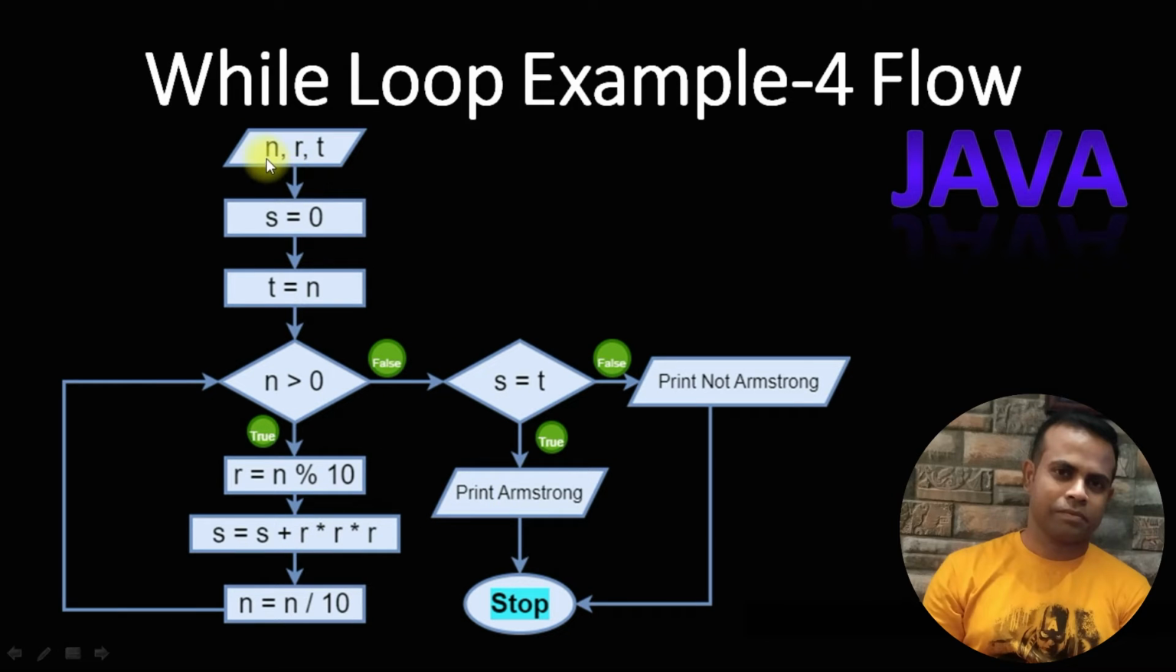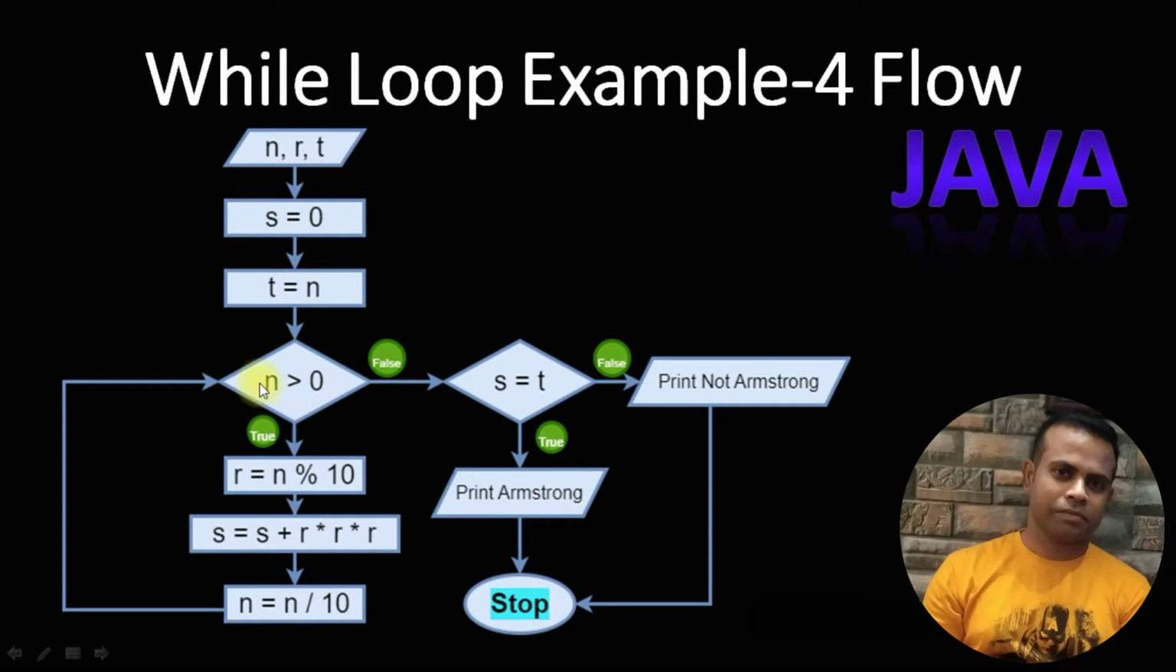First we have to create three variables n, r, t, where n represents the number, r represents the remainder of that number, and t is a temporary variable which will collect the initial value entered by the user for n. Then another variable is needed to calculate the digit cube sum, and that is s. Initially we set s as 0, then t is equal to n. The temporary variable t will hold the initial n value.